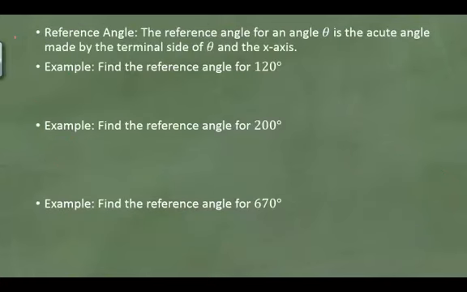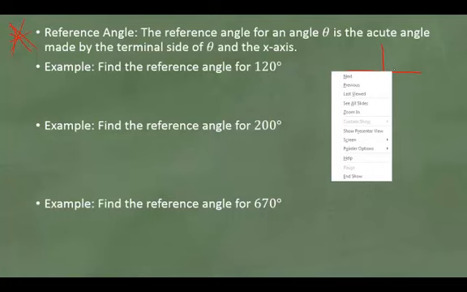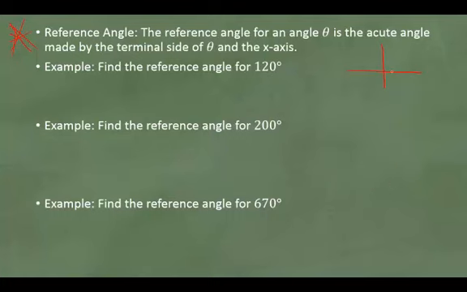Reference angles. Reference angles are very important. A reference angle is just an angle that is acute and is made by the terminal side of theta and the x-axis. In other words, if we have an angle like 120 degrees, 120 degrees is not quite all the way to 180, not quite all the way to this other line here. Let's say that's 120.